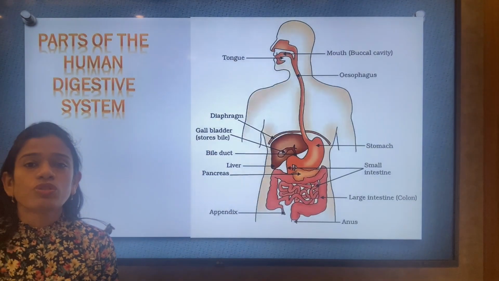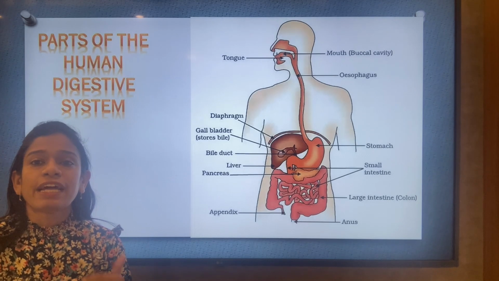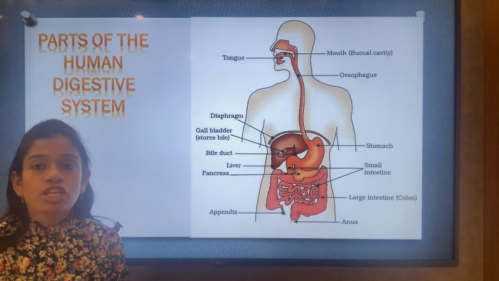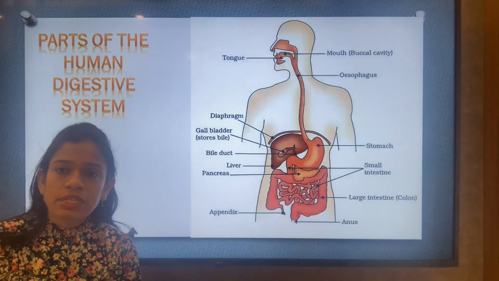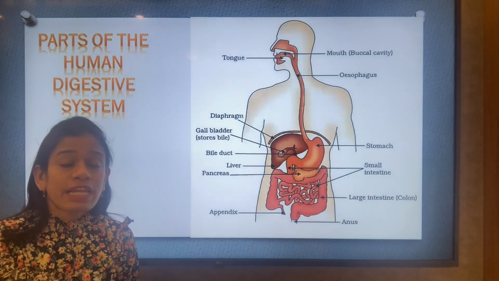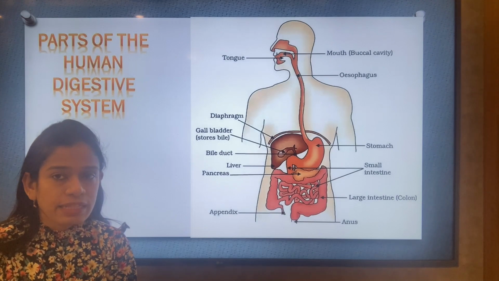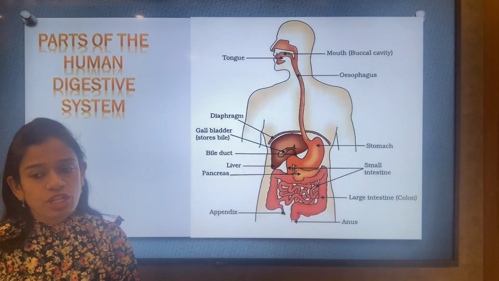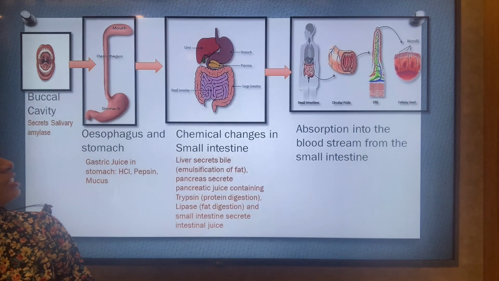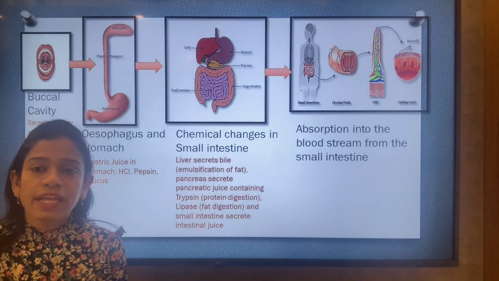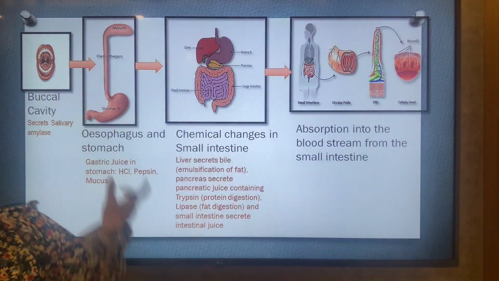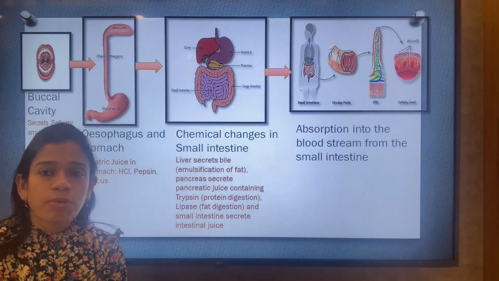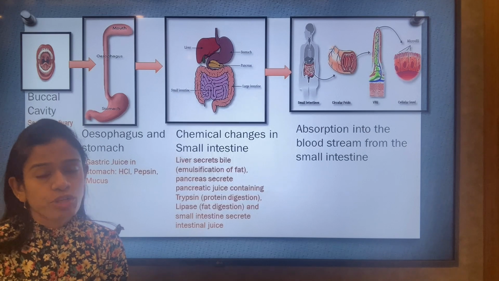Next we move on to the process of digestion that happens in human beings. Human beings, as I told you, being multicellular organisms, the process is a little bit complex. So let's understand how exactly digestion takes place in human beings. First, we take the food and put it into our mouth, that is the buccal cavity. The buccal cavity is the first part of the digestive system in human beings.